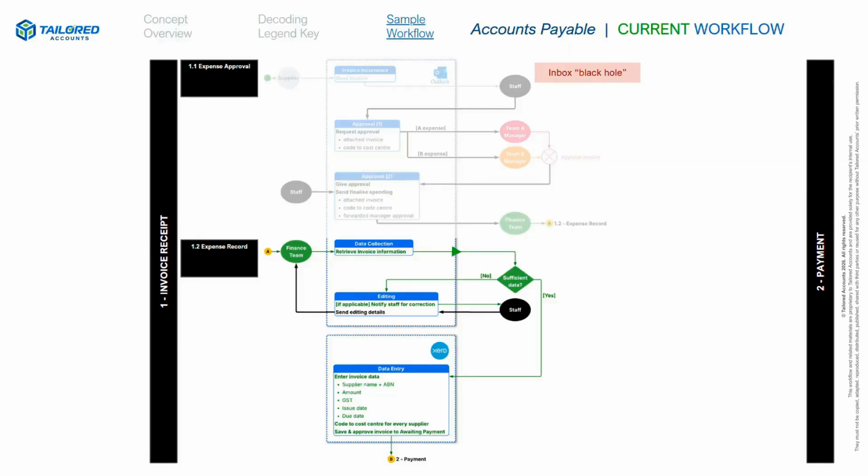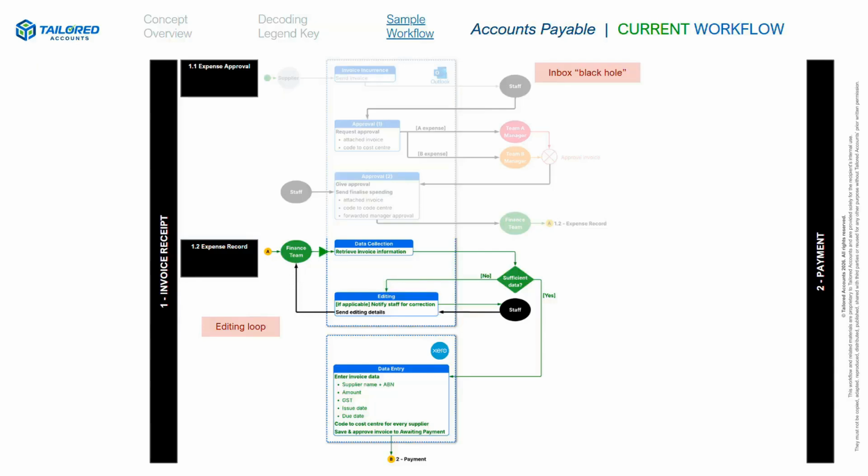But wait, what if the data isn't sufficient? The finance team has to bounce it right back to the staff member, who has to resubmit editing details. This is our second inefficiency, the editing loop. Each back and forth exchange accumulates delays, risks miscommunication, and creates rework for everyone involved.